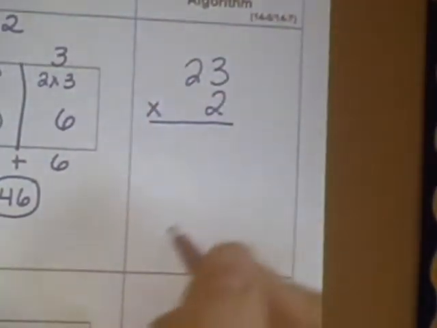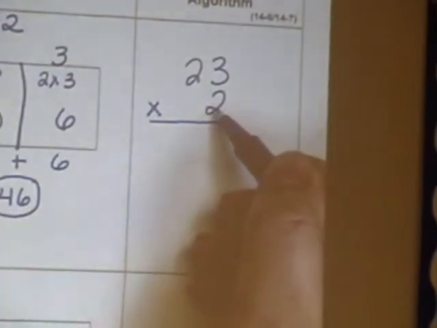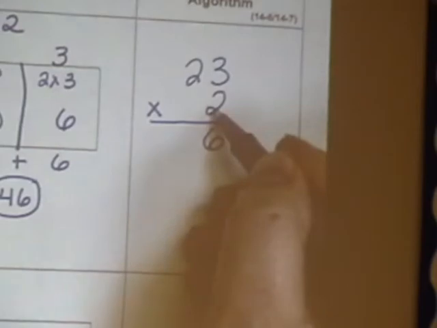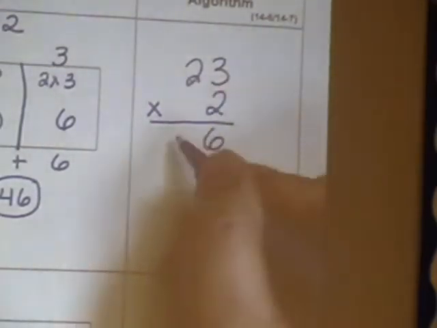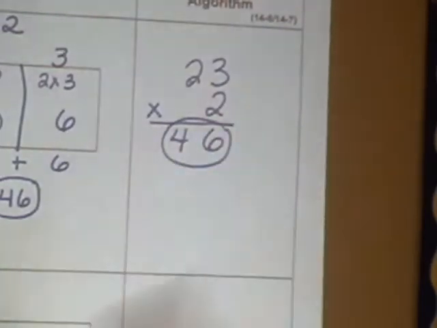The last strategy we're going to use is a traditional algorithm. 23 times 2. This is probably the way that your parents learned how to do multiplication. I'm going to start with 2 times 3 is 6. 2 times 2 is 4. My same answer of 46.